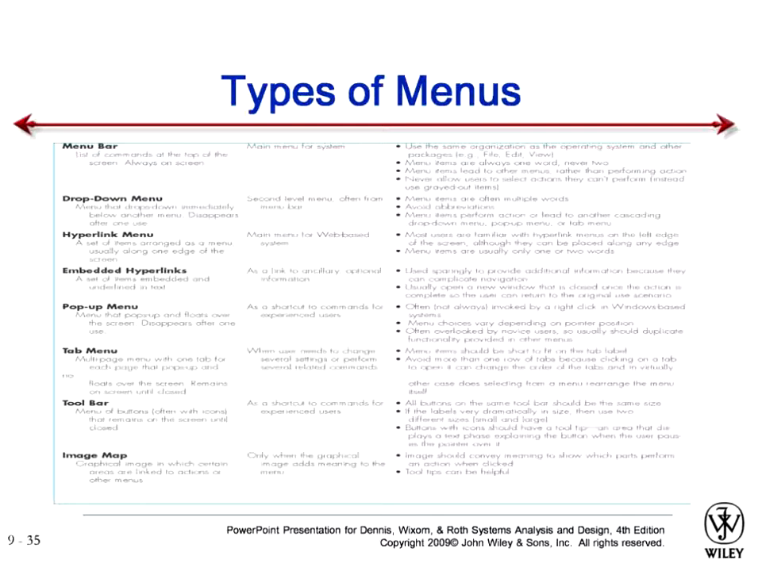These are not very visible, but you may be familiar with the menu bar, drop-down menu, hyperlink menu, then embedded hyperlinks, pop-up menu, which pops up when you click over it, tab menu, toolbar, and image map. These are different forms of menus, and these are the details about them. Although this is not visible, you can read it. There are relevant sections in your book to understand it.